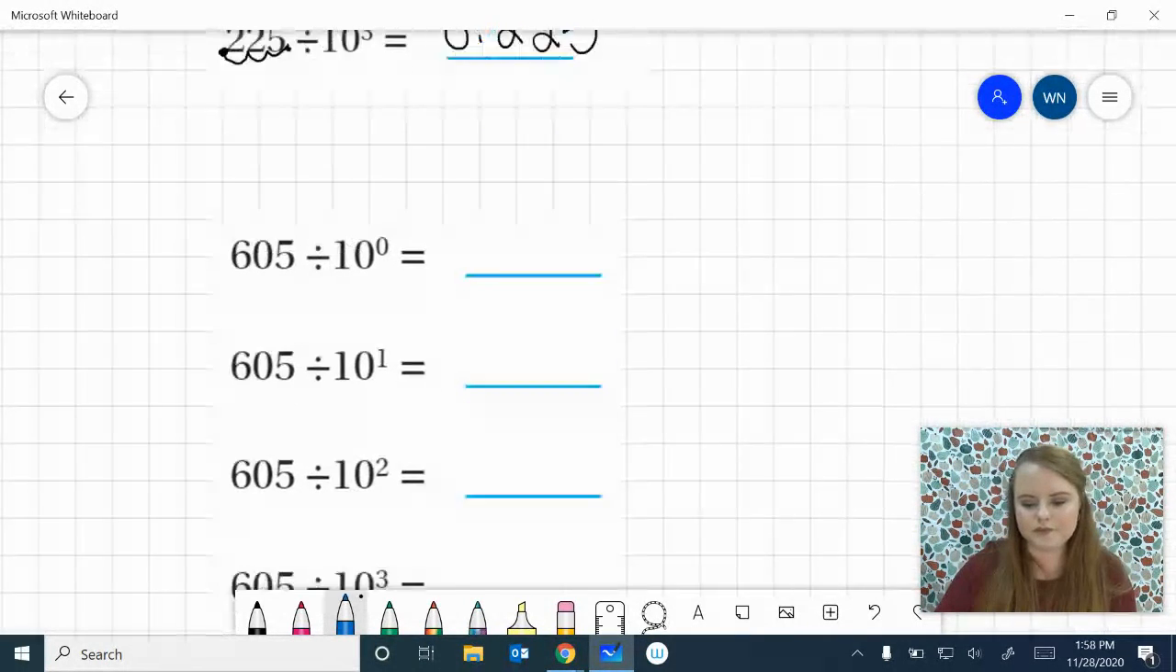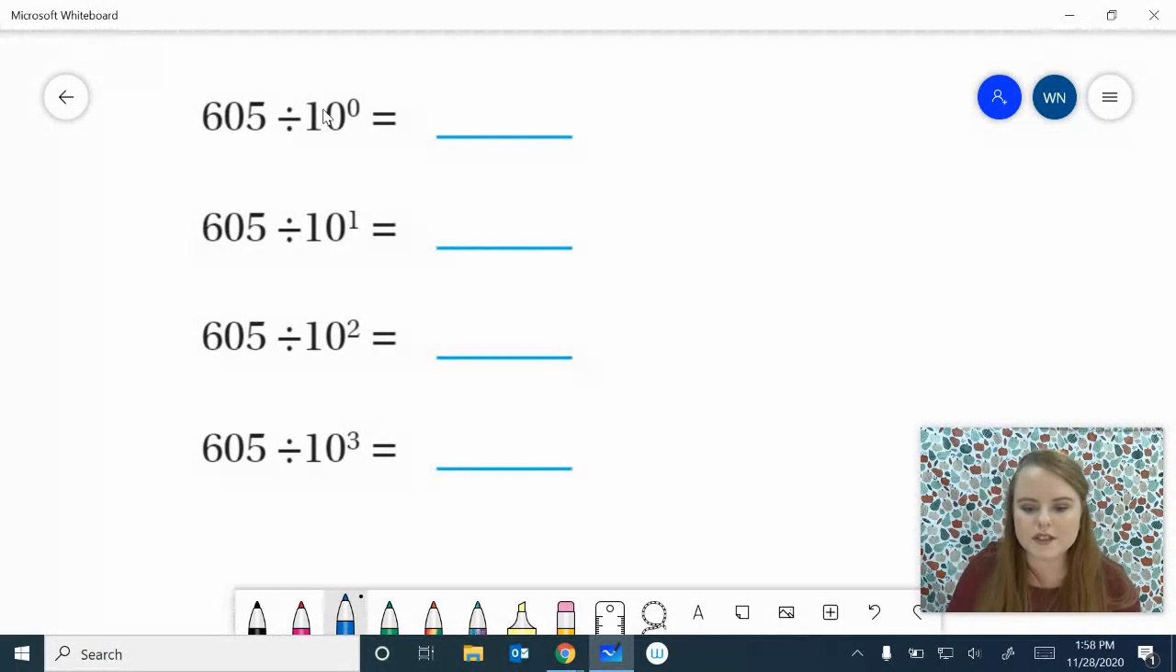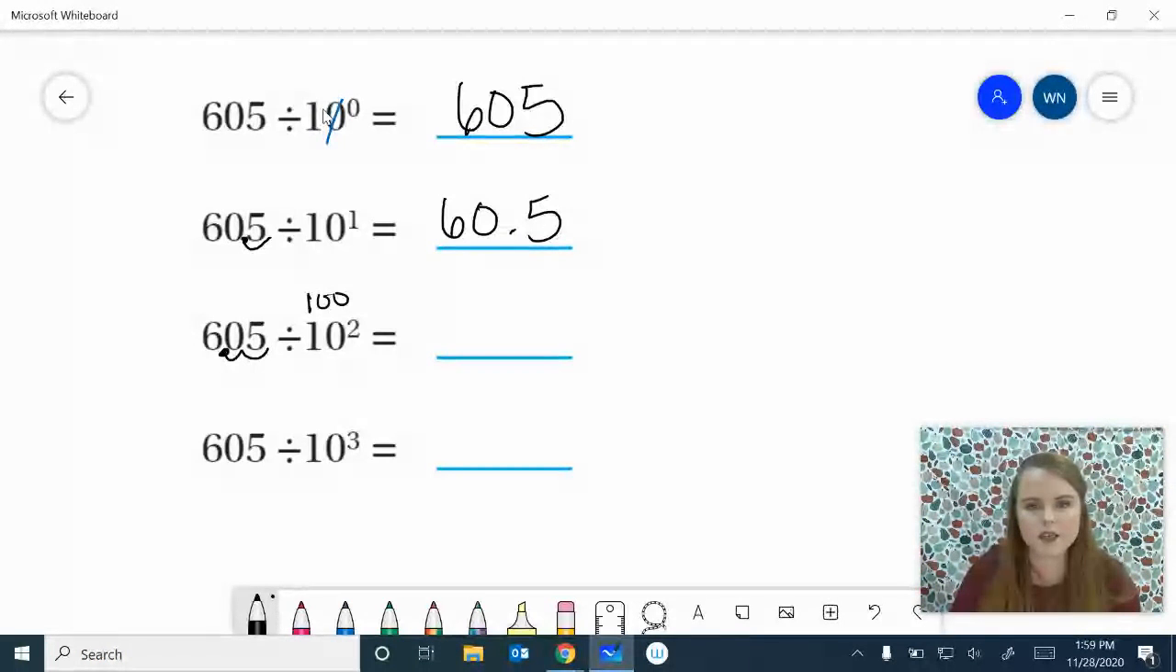Let's go ahead and look at that next one. We've got 605 divided by 10 to the 0. Remember, 10 to the 0 is the same as just saying 1. So we've got 605. 605 divided by 10 to the first. We're going to move that decimal point over one place. That gives us 60 and 5/10. 605 divided by 10 to the second. It's the same as saying 100. We're going to say 1, 2 with that decimal point because we're dividing by 100. We're getting 100 times smaller. Moving that decimal point 2 places to the left gets me 6 and 5 hundredths.